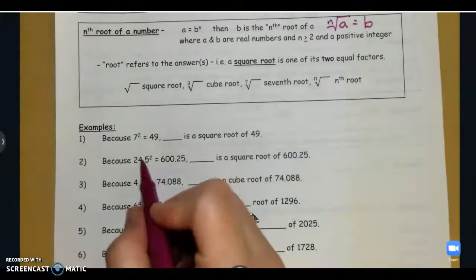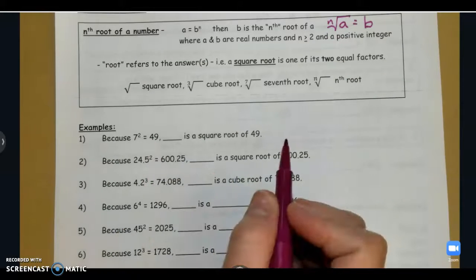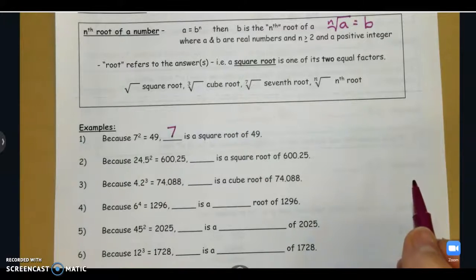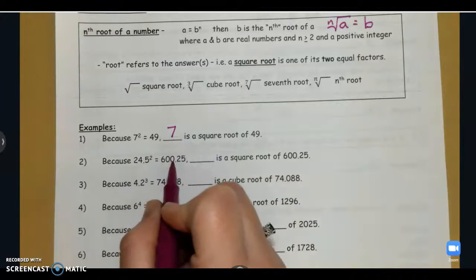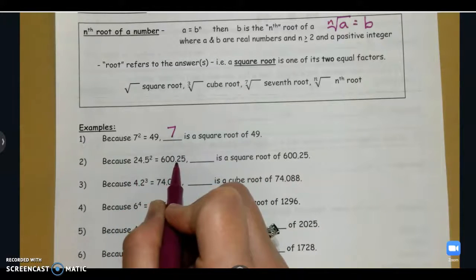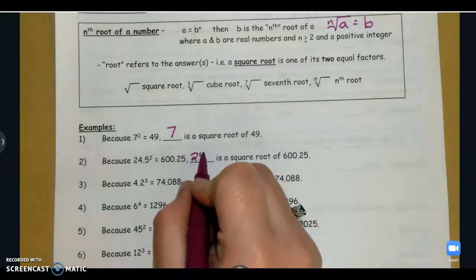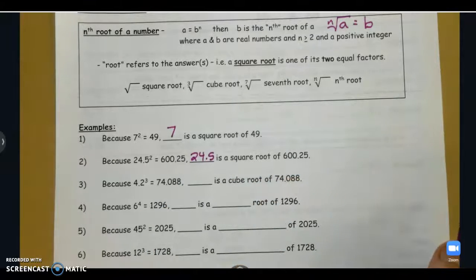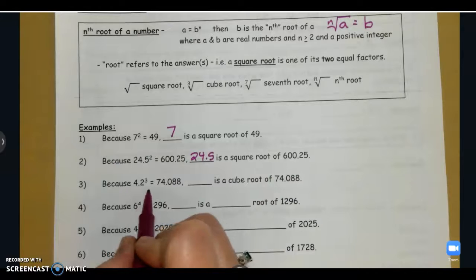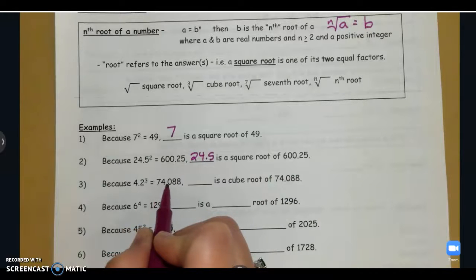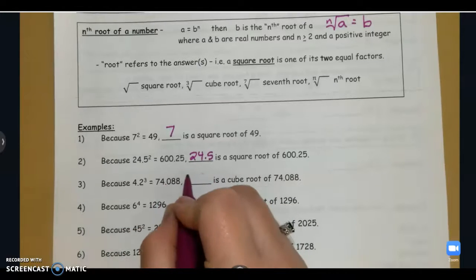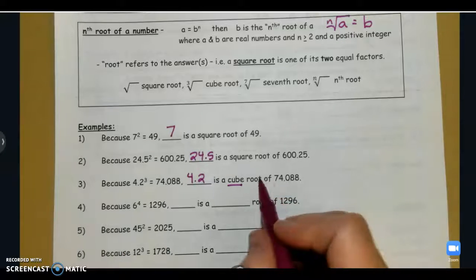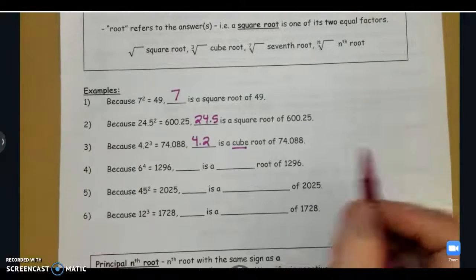So 7 squared is 49. That means that 7 is a square root of 49. 24.5 squared is 600.25. That means that 24.5 is a square root of 600.25, and so on. 4.2 to the third power is 74.088, so 4.2 would be a cube root. It matches the exponent of 74.088.